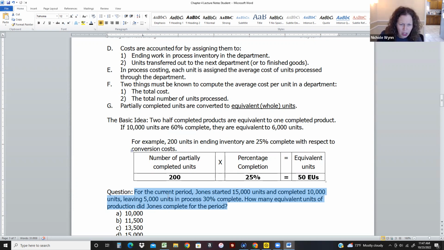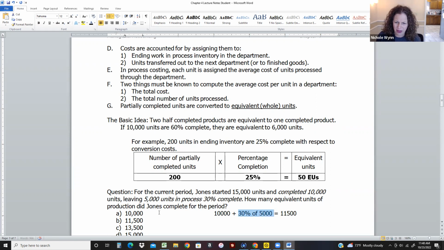Okay, it's me again. So we started 15,000 units and we completed 10,000. So those units are definitely completed, but we also have 5,000 units that are 30% complete. Those are the important things that we need to consider. We completed 10,000 units and we completed 30% of 5,000, so that would be 1,500. So the answer would be 11,500, because 30% of the 5,000 is 1,500, and then 10,000 plus 1,500 is 11,500. So the answer here is B. I think it was B last time too.